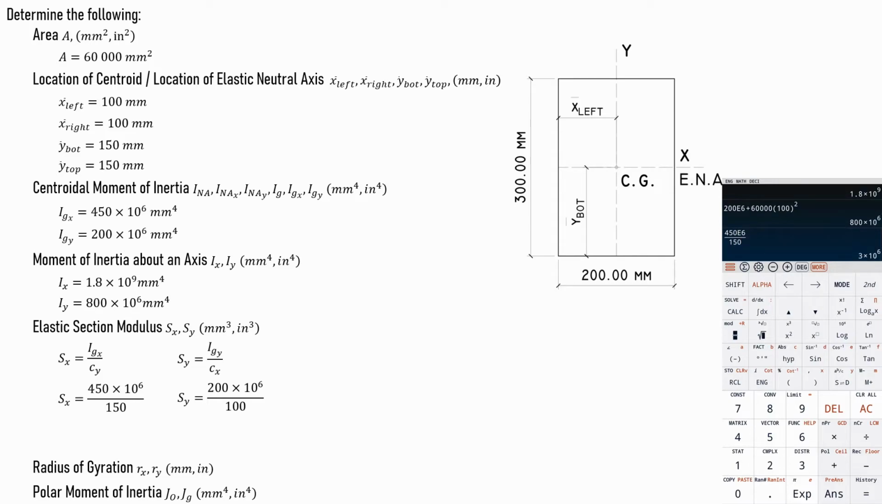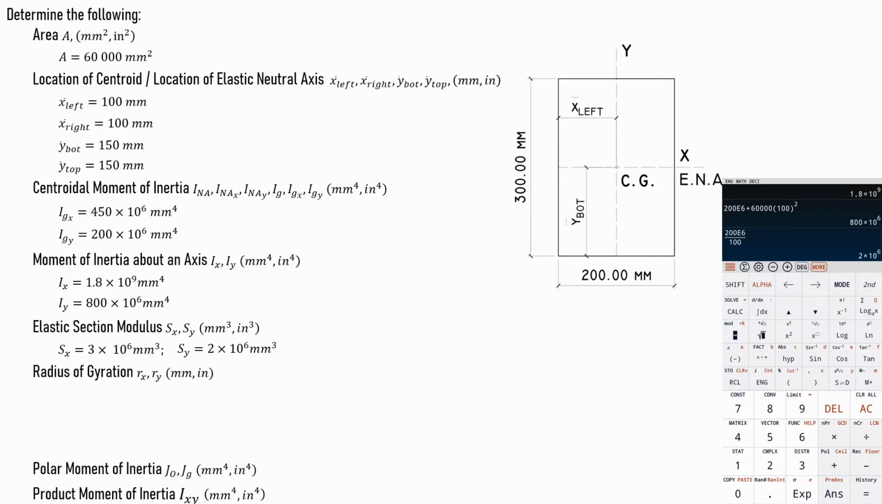So una, 3 times 10 raised to 6. Yung 450 times 10 raised to 6 over 150. Tapos yung S sub y, so ang sagot naman dun is 2 times 10 raised to 6. So yung unit natin, millimeters raised to 3. So next naman, yung radius of gyration.